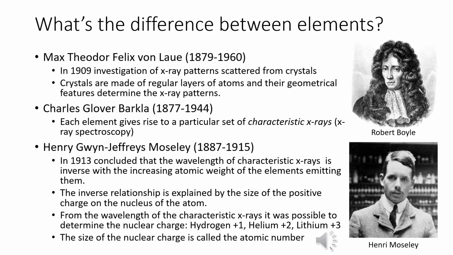But it's not only about the diffraction of X-rays, it was also discovered that elements give rise to a particular set of characteristic X-rays, and this is another technique we know as X-ray spectroscopy. This was discovered by Barkla, and it would have an important consequence for the next scientist, who was Henry Moseley.